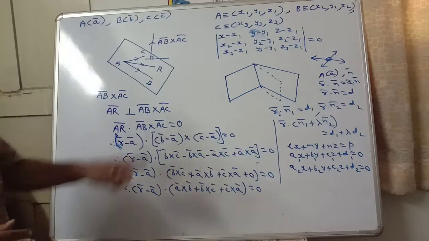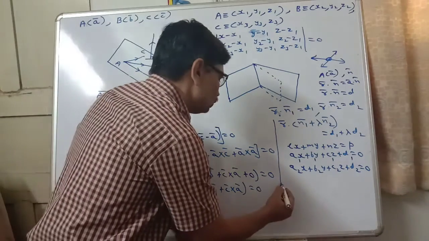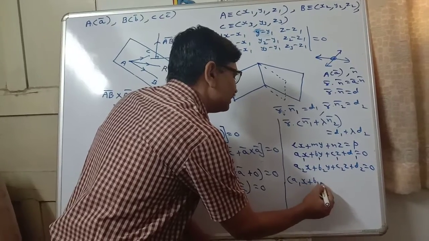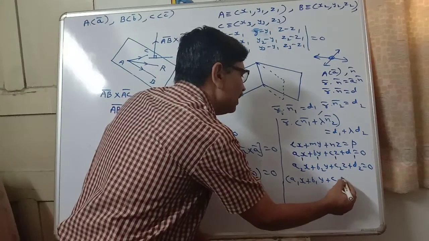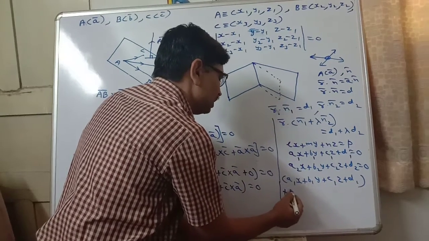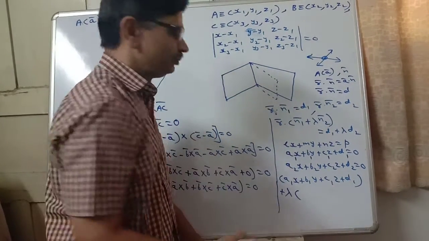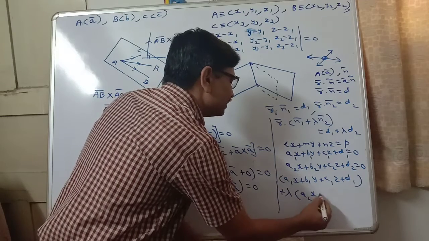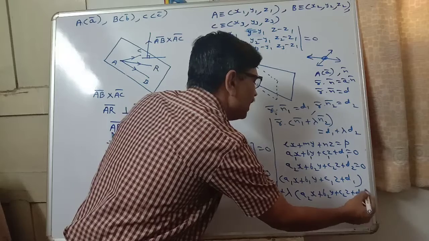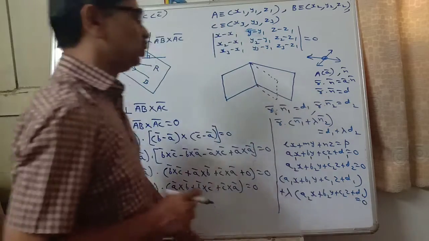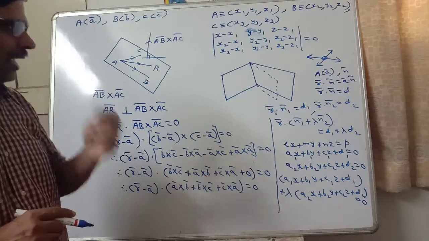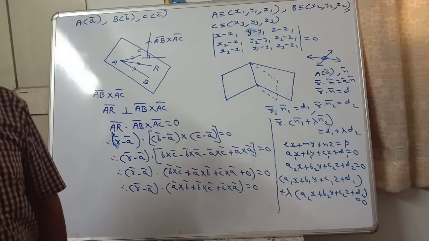The equation of a plane passing through the intersection of those two planes can be written as A1x plus B1y plus C1z plus D1 plus lambda into bracket A2x plus B2y plus C2z plus D2 is equal to 0. And this is the equation of the plane in Cartesian form.